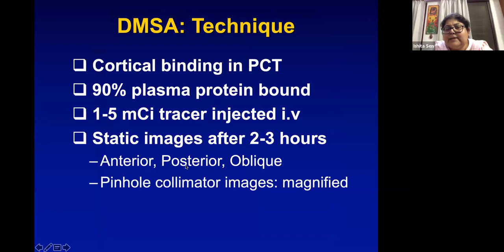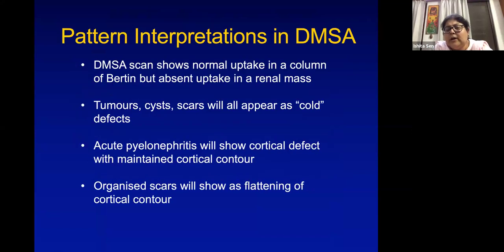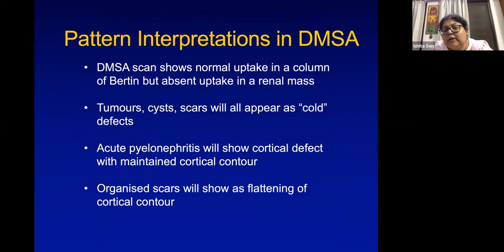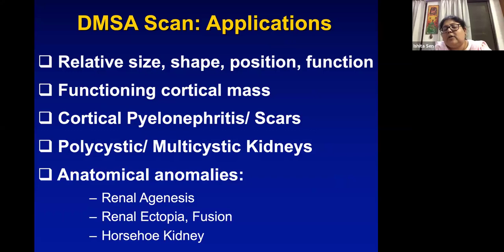The last bit is the DMSA scan. Again, like I said, these are cortical, plasma protein bound tracers and usually used to look at renal cortical scarring. It's important to know the pattern interpretation in these kinds of cases. An acute pyelonephritis will show as a cortical defect with a maintained cortical contour, whereas an organized scar will show as a flattening of the cortical contour. Of course, you can also get the relative size, shape, position, and function of each of the kidneys.